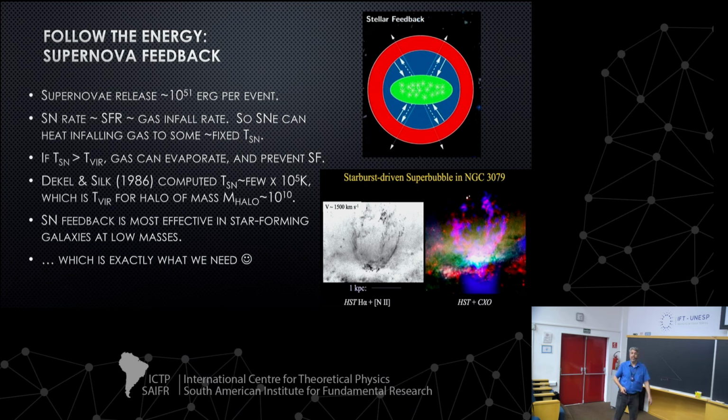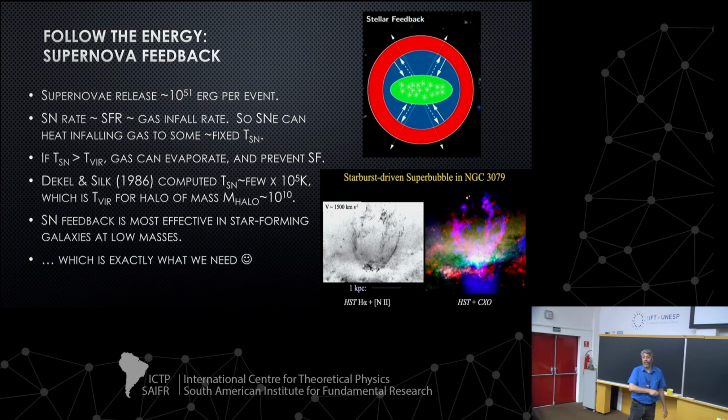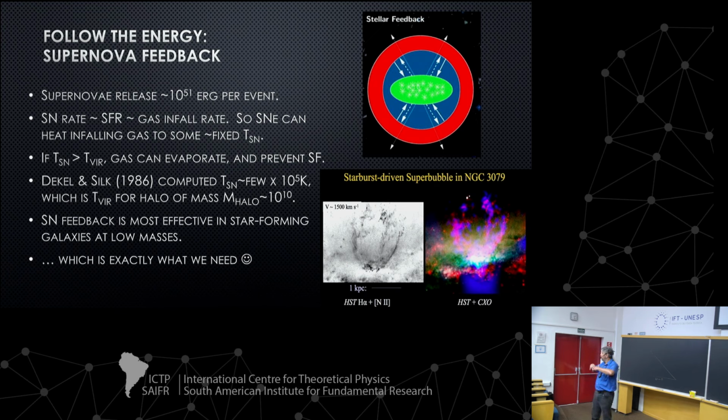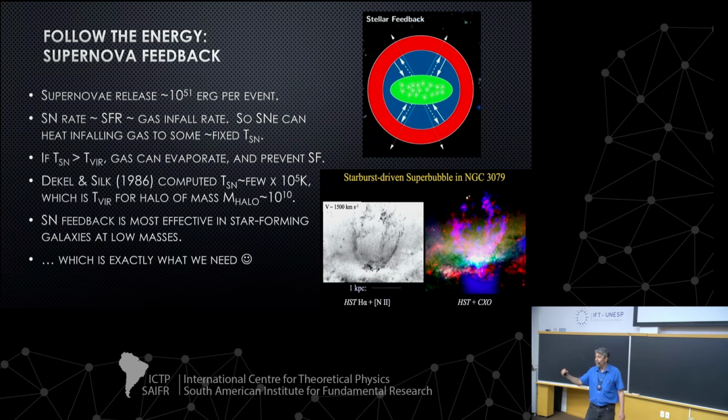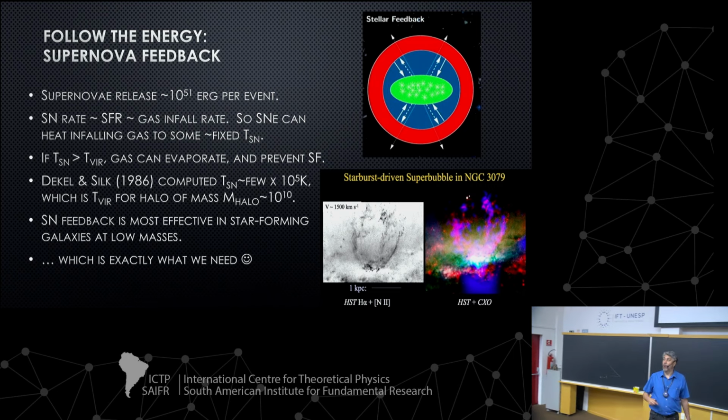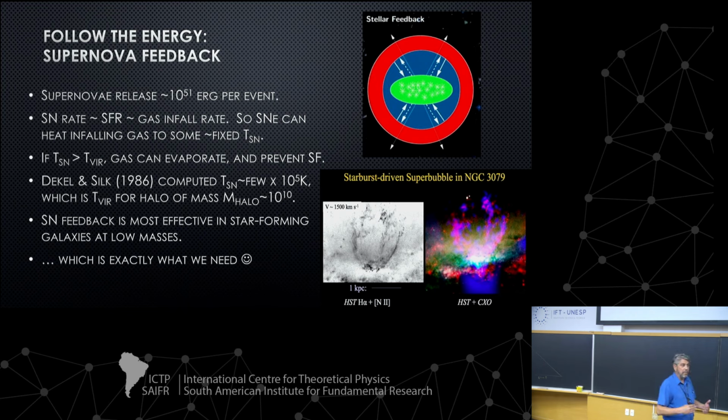They computed this supernova temperature to be around a few times 10^5 Kelvin, which corresponds to the virial temperature for a halo mass of around 10^10 solar masses. So the Milky Way would not be able to, remember its virial temperature is more like a couple times 10^6. So the supernova would not be able to unbind the gas in the simplistic model. In reality, it provides something, but the point is that supernova feedback is most effective, and in fact preferentially effective, in the low mass galaxies. And that fortunately is exactly what we wanted. We wanted all these low mass galaxies to be much, much more suppressed.